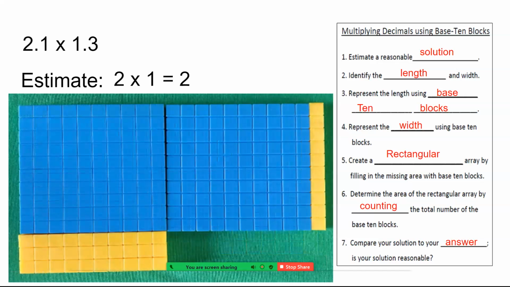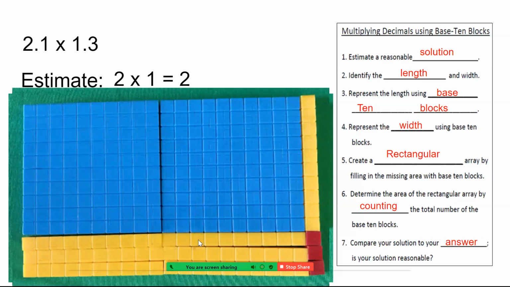What's our next step? Create a rectangular array by filling in the missing area with base 10 blocks. So all we're going to do is look at this area right here, and we've got to fill it in. And what is cool is we can see that the 10 rods are going to fit perfectly right here. But then we're also going to have 3 little units.